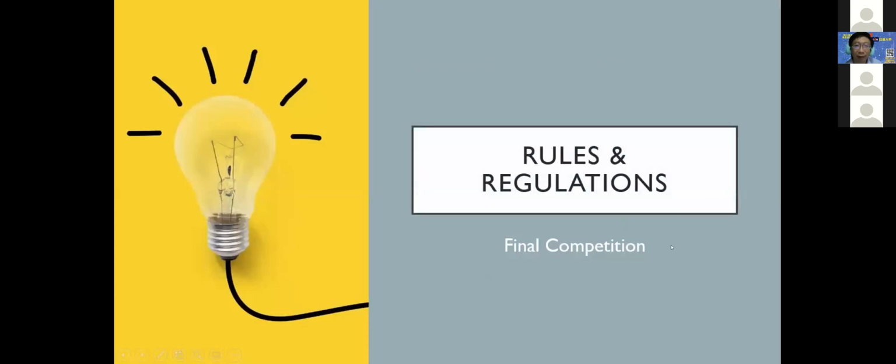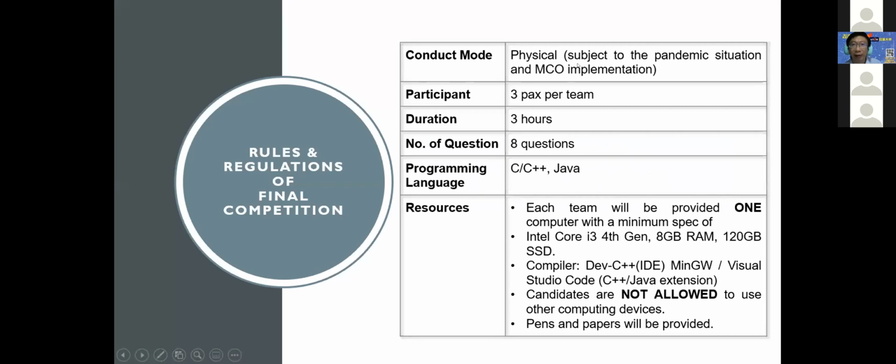So the rules and regulations of the final competition. It depends on the MCO implementation at that time. Probably it will be conducted online, or it could be physical, depending on the pandemic situation at that time. And for each group, there will be 3 participants per team.